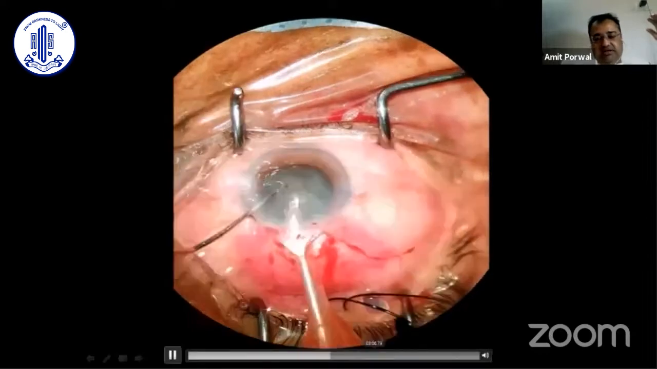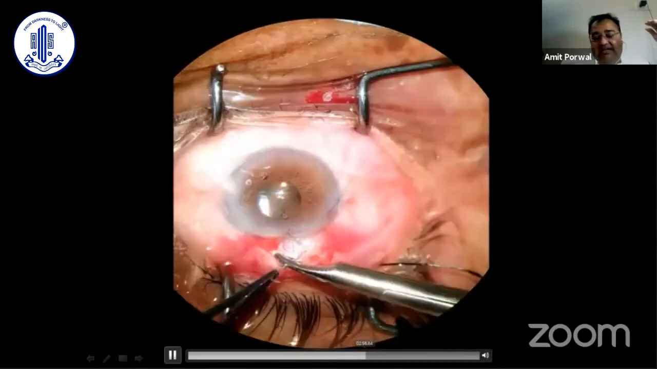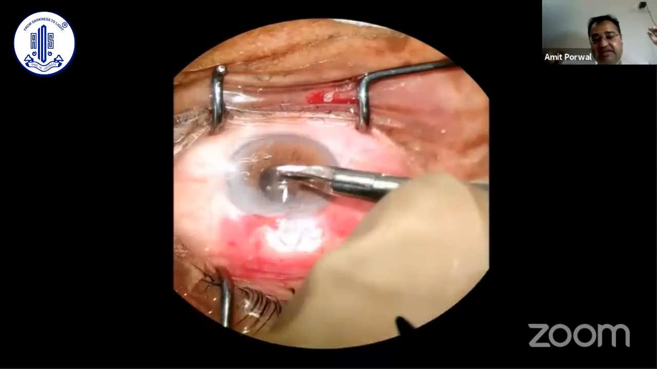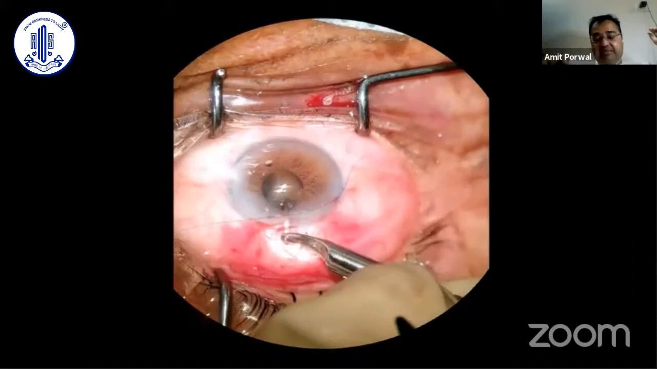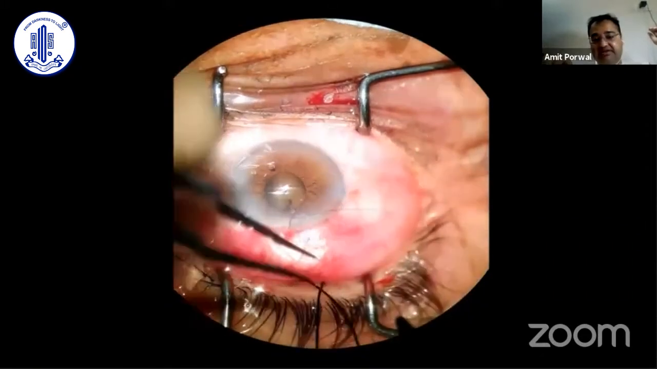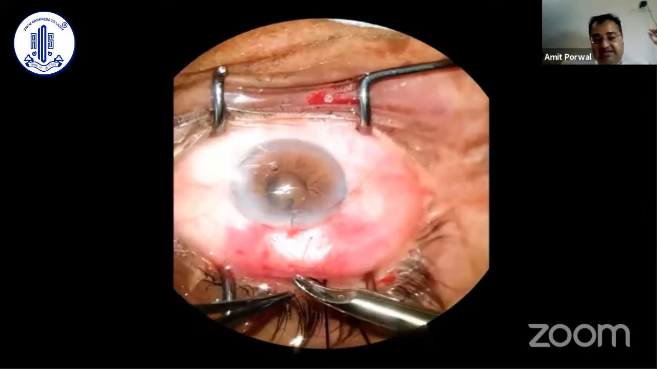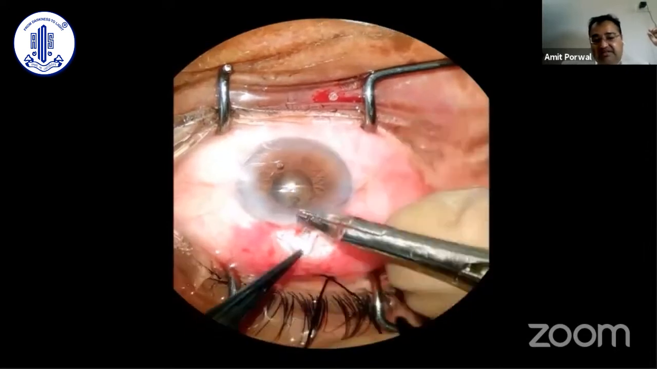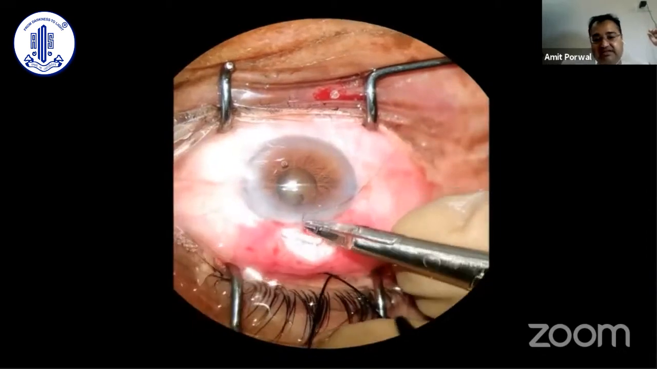So the only thing is, earlier it was said that the success rate of a single site is less than the twin site because of the thermal energy which is released at the same site due to the probe that causes failure of the bleb. But when we look at the studies, there's no statistically significant difference in the IOP reduction whether you do a single site or a twin site technique. So this was a single site technique. You can see I'm using only a single releasable suture which is passed through the apex of the scleral flap. So basically, this is the only difference between the single site and the twin site.